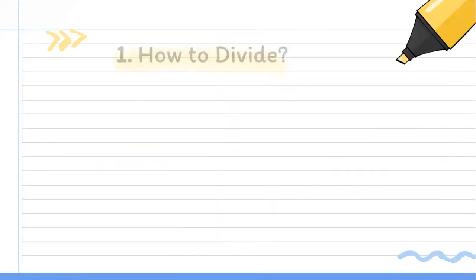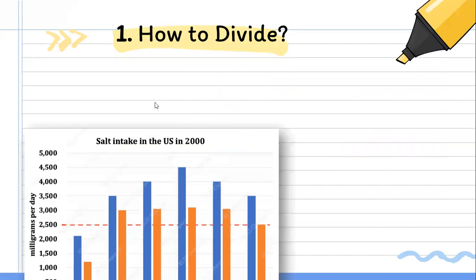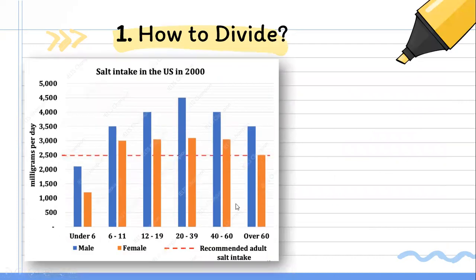Firstly, how to divide. As you can see here, first of all, I just want to clarify some definitions. Under 6, 6 to 11, and so on, and male and female here, we call it the category.